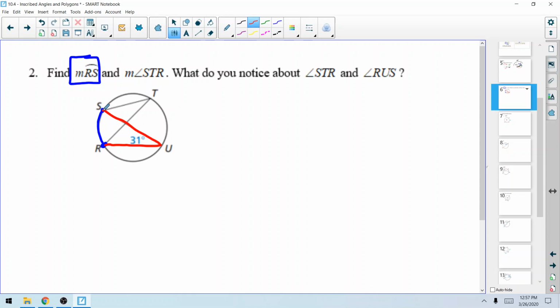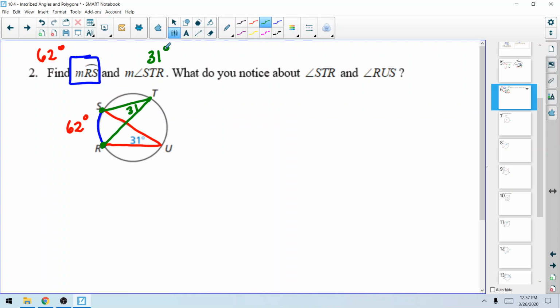So in order to get out to the arc, make it bigger, you have to double it. 62. So I know this arc is 62 degrees. Now we have to find the measure of angle STR. So let me take a look at this. STR. Okay. Well, do you notice that its intercepted arc is still the same one that we had before, which is the 62 degrees? So if I want to get down to the angle, cut it in half, which is 31. So this angle is 31 degrees.